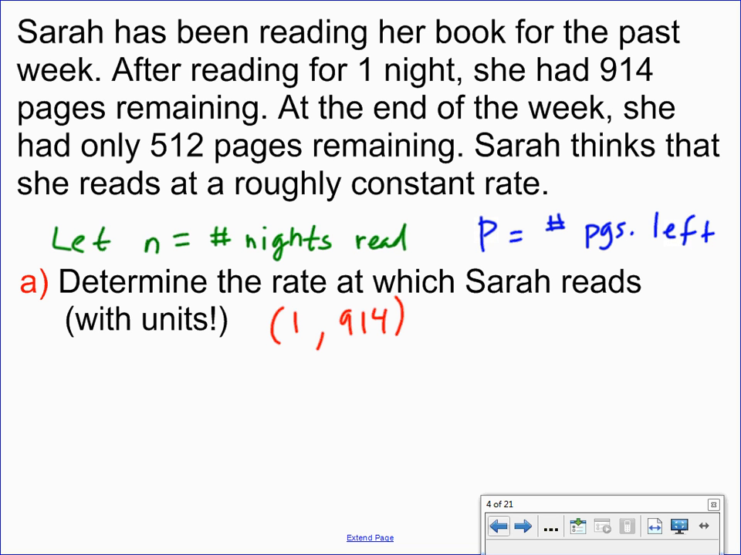Go ahead and tell the class another point I have on this linear relationship. What's another point I have? Ben? At 7 nights, she's at 512. Awesome, thank you. Raise your hand if you have the same two ordered pairs on your own. So you already had those ordered pairs? Great. So after a week, that would be 7 nights. Good. Thank you.